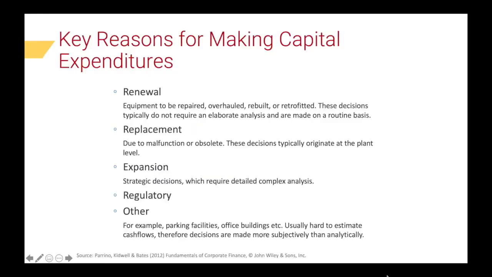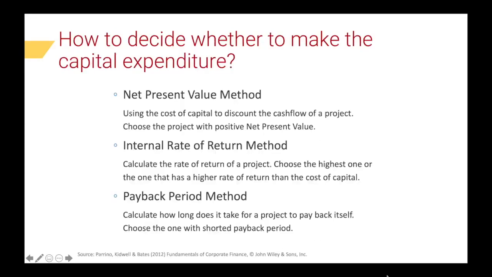Key reasons for making capital expenditures. 1. Renewal. Equipment needs to be repaired, overhauled, rebuilt, or retrofitted. These decisions typically do not require an elaborate analysis and are made on a routine basis. 2. Replacement. Equipment can malfunction or become obsolete. These decisions typically originate at the plant level. 3. Expansion. Strategic decisions which require detailed, complex analysis. 4. Regulatory. And 5, which is cash flows that are hard to estimate and therefore decisions will be made more subjectively than analytically.